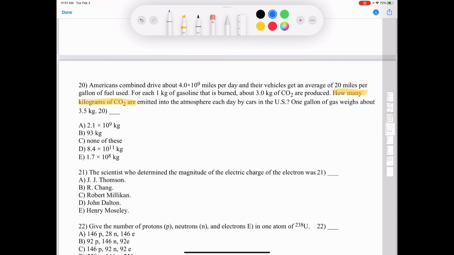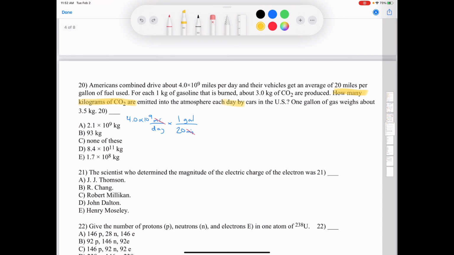Well, this is another problem where you get to really use your dimensional analysis prowess. But let's start out with what we know. We know that we're driving a total of 4.0 times 10 to the 9 miles per day. And we know that we use about 1 gallon of gas for every 20 miles. Okay, for every 20 miles. So now you can see that miles cancel, and I'm left with the units of gallons per day. And what we're trying to figure out is how many kilograms of CO2 are emitted in the atmosphere each day. So we're not going to get rid of the day.